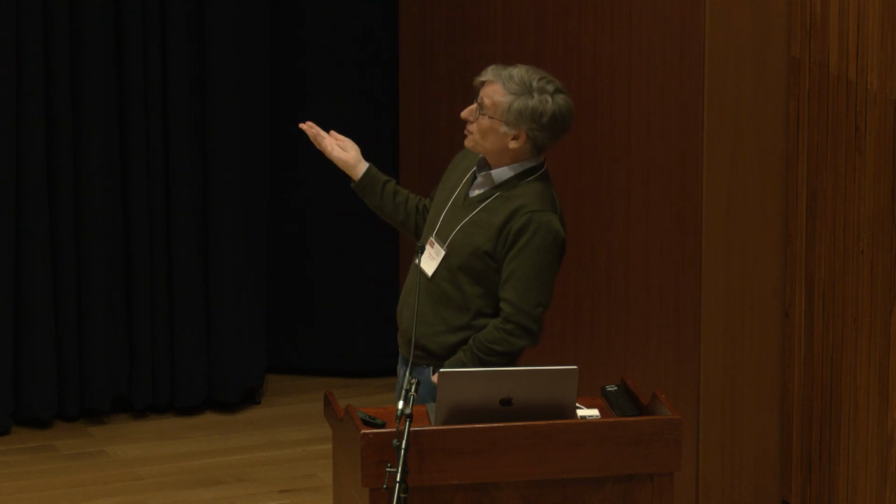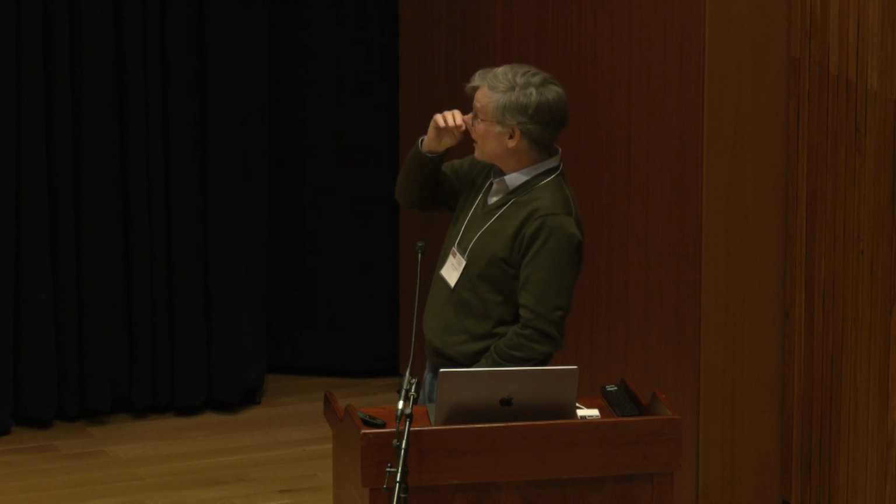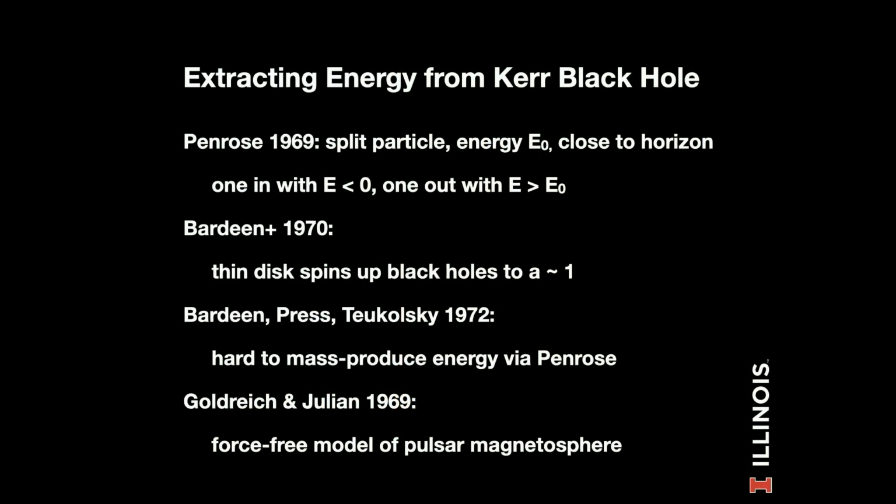So of course, this has a storied history in the golden age of relativistic astrophysics from the late 60s to the early 70s. Penrose wrote this famous paper in the late 60s saying that it's possible to split a particle very close to the event horizon of a rotating black hole and send one particle in with negative energy, which is how we manage this trick, and send the other particle out with larger energy.